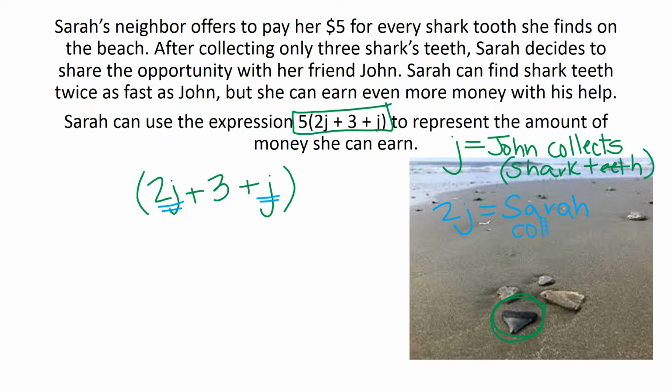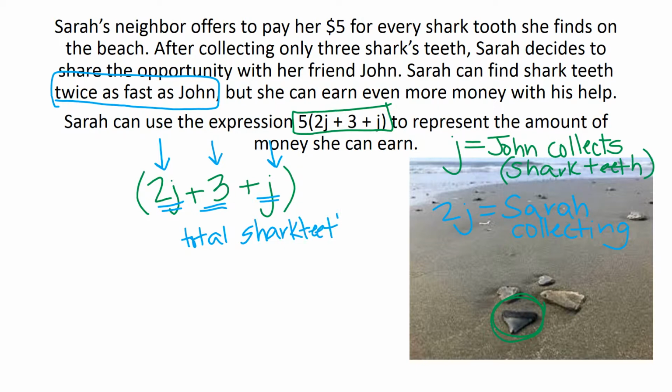And we know that she already collected 3. That's what she started with. So 3 doesn't need a variable because that's what she's already started with. So she started with her 3. And she's faster. She's twice as fast as John. So this is her expression that represents Sarah. And then j is just John collecting. Now, if we were to add up all of our shark teeth, so this gives us our total shark teeth. If we were to add all of these up, which we can't right now because there's variables, but if we were, we could multiply it by 5 because 5 represents our money. And that would tell us how much money Sarah would make. So that's really what it means. That's what that expression means when we're dissecting it.